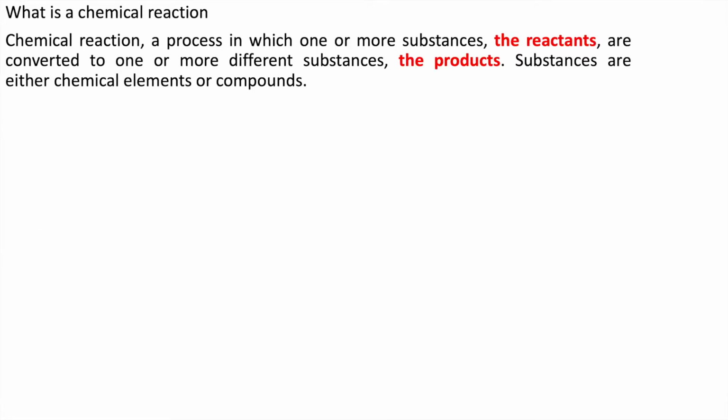Now we can define a chemical reaction. A chemical reaction is a process in which one or more substances, called the reactants, are converted to one or more different substances, the products. Substances are either chemical elements or compounds. This means generally we represent a chemical reaction with reactants on the left hand side and the products on the right hand side. And these reactants and products can be elements or compounds.